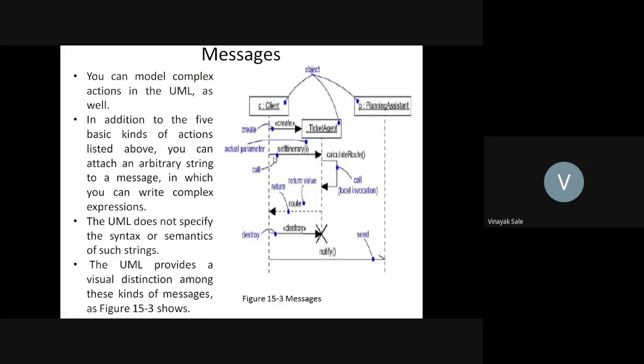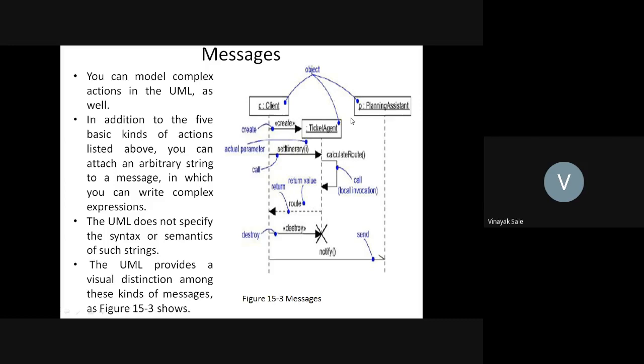So messages, you can model complex actions in the UML as well. In addition to the five basic kinds of actions listed above, you can attach arbitrary strings to a message in which you can write complex expressions also. UML does not specify the syntax or semantics of such strings. So UML provides a distinction among these kinds of messages as shown in the figure.